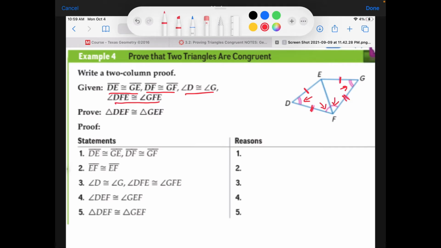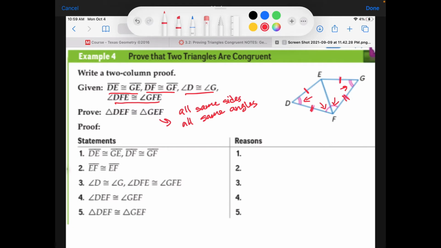They want us to prove that the triangles are congruent, or that they are the same in all respects. So in order for this to happen, we need to have all the same sides and all the same angles, right? For this to happen. So let's look here first.